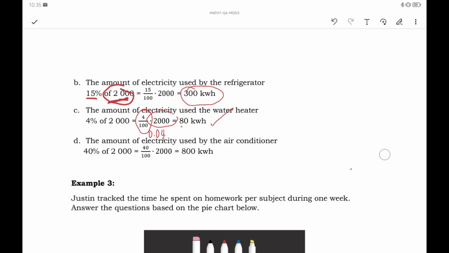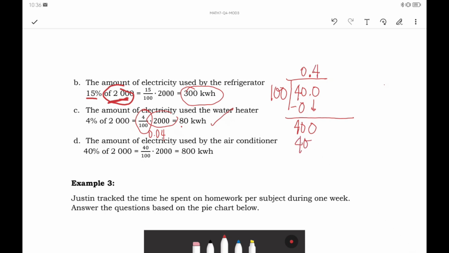That is 40% of 2,000. So 40 divided by 100 cannot be. 0 times 100 is 0, so that is 40. Add another 0, bring down 0. So 400 divided by 100 is 4. 4 times 100 is 400, so that is 0. So 40 divided by 100 is equal to 0.4.